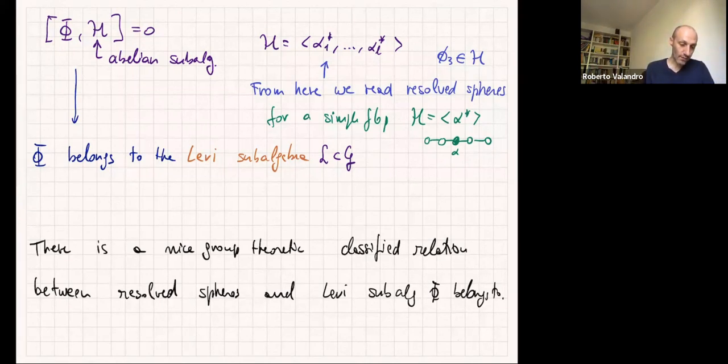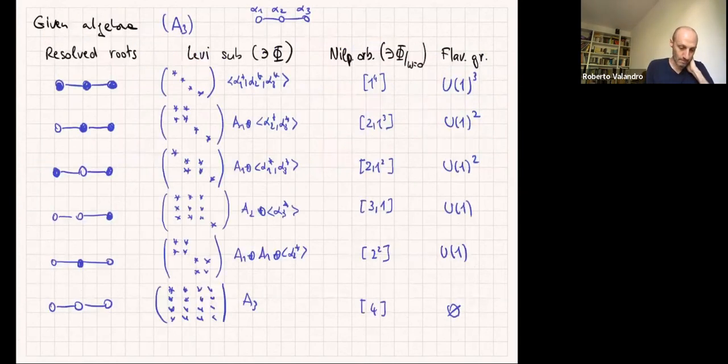Now, if phi commutes with the abelian subalgebra, it means that this phi belongs to what is called a Levi subalgebra, by definition. Okay. And now there is a nice group theoretic classifying relation between resolved spheres, so the colored linking diagram, and the Levi subalgebra. That is telling us actually more.